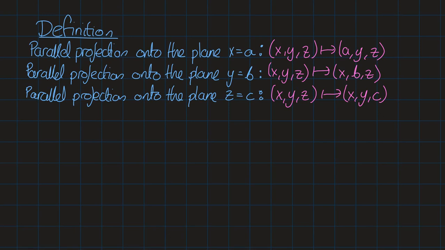Parallel projection onto the x equals a plane sends the point xyz to the point ayz. Parallel projection onto the y equals b plane sends the point xyz onto the point xbz. And finally, parallel projection onto the plane z equals c sends the point xyz to xyc. Okay, so again, it's very similar to the two-dimensional case.